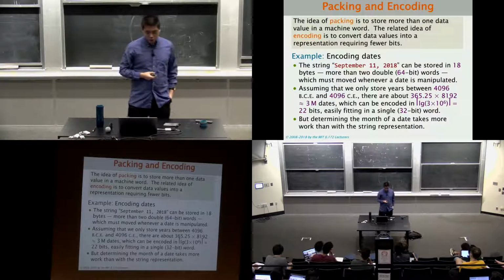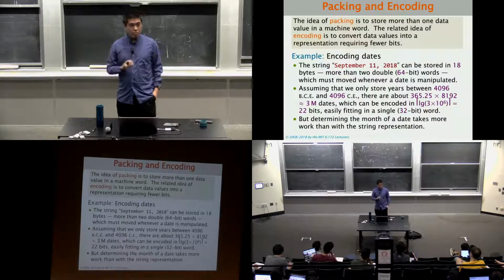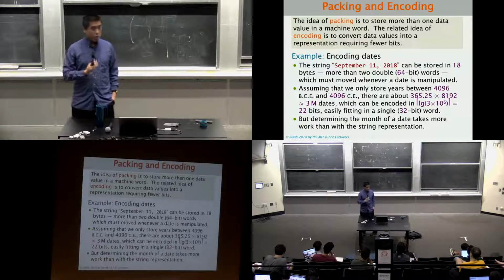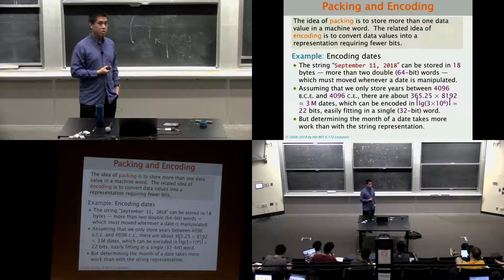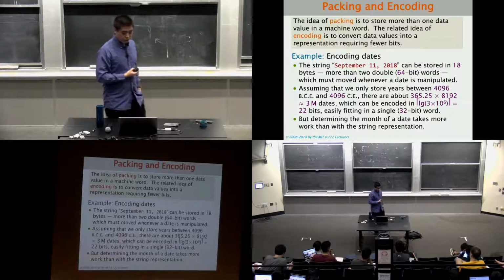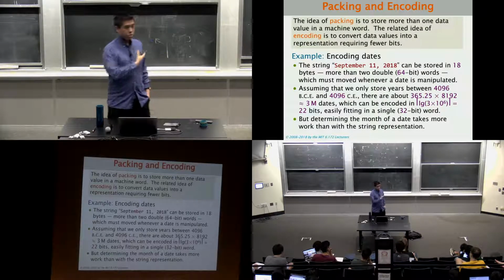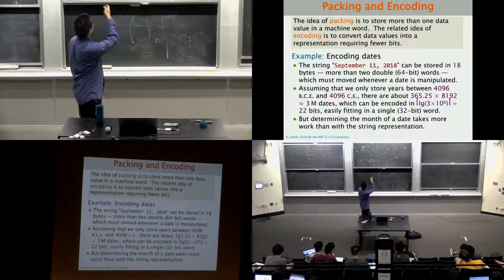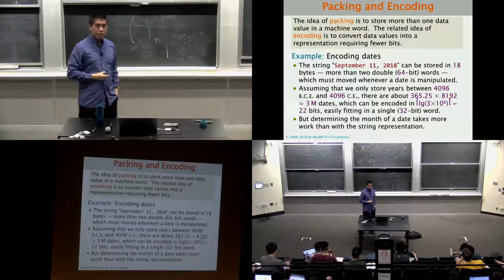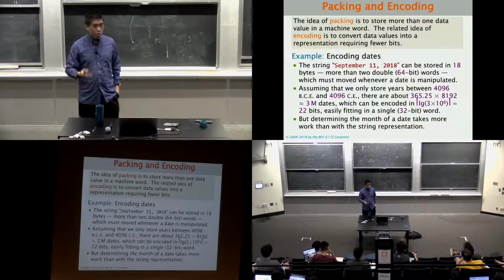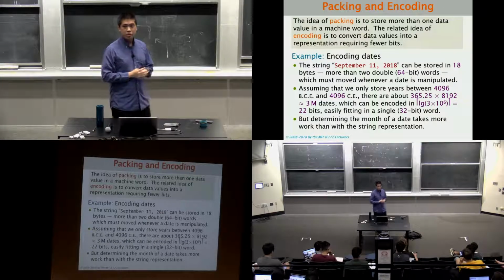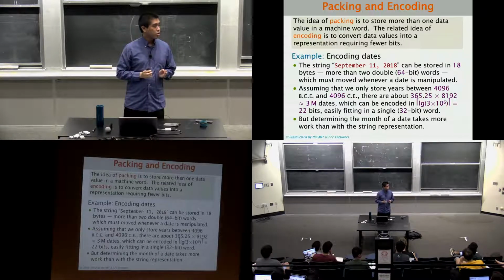But with this modified representation, now determining the month of a particular date will take more work because now you're not explicitly storing the month in your representation, whereas with the string representation, you are explicitly storing it at the beginning of the string. So this does take more work, but it requires less space. So any questions so far?